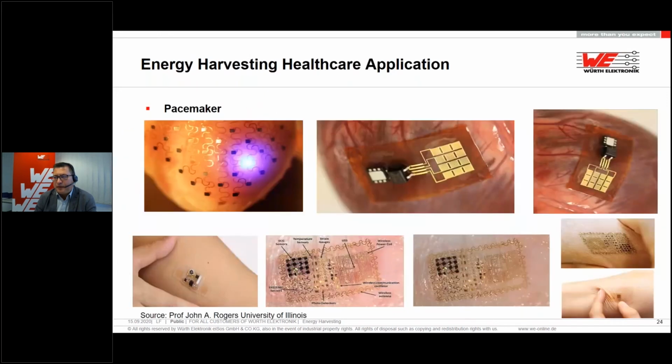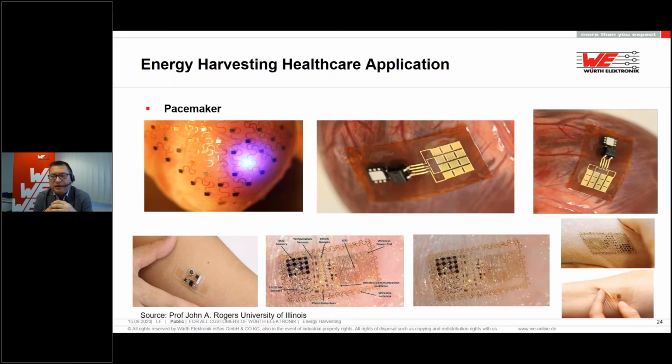And another nice project is by Professor Rogers at the University of Chicago with his team. He developed a special mesh, a kind of piezo mesh, which is directly woven to the heart. When the heart is beating, it is harvesting this movement, and with this movement he can apply this energy to a pacemaker. So he developed with his team a pacemaker which is working almost like a perpetuum mobile, of course, because you have to feed the body to beat the heart.